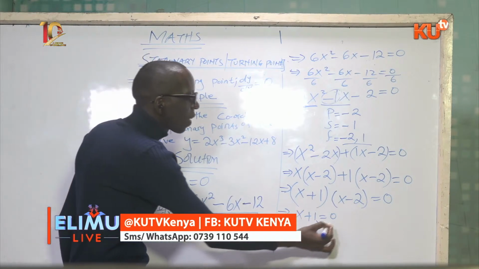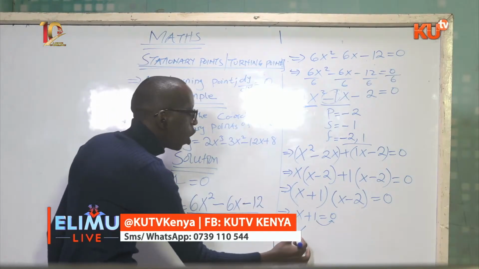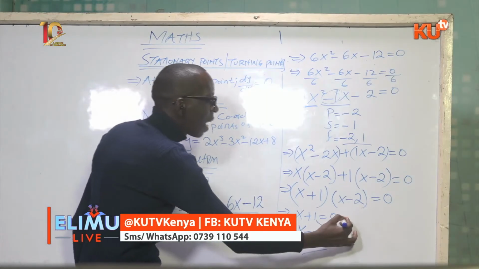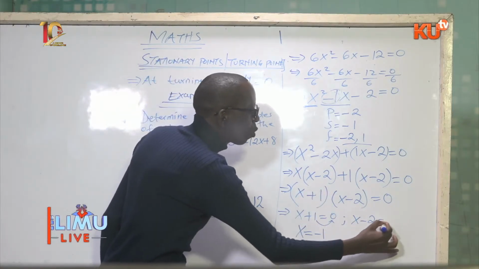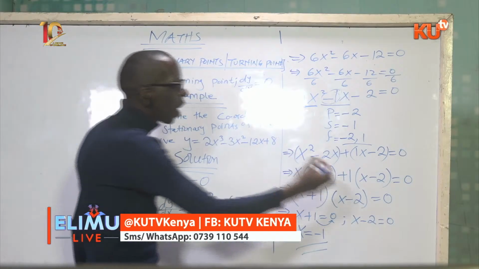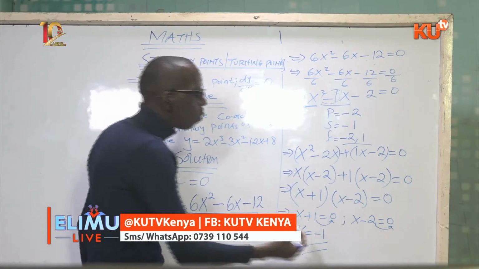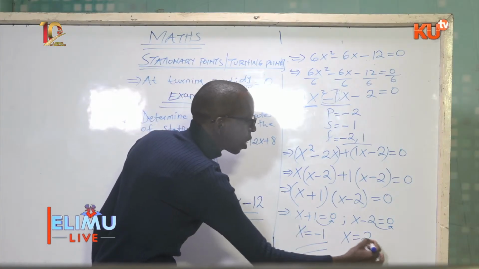Take 1 to the other side. It was positive, it will be negative. Therefore, your first value of x will be negative 1. Then you take x minus 2 is equal to 0. Then you take the 2 to the other side. It was negative, it will be positive. Therefore, the second value of x is positive 2.